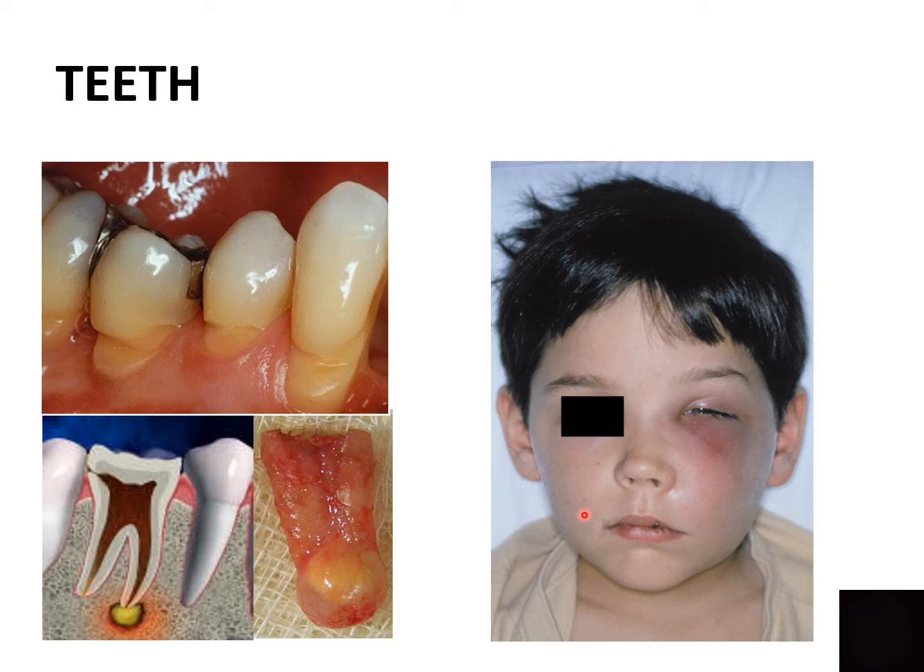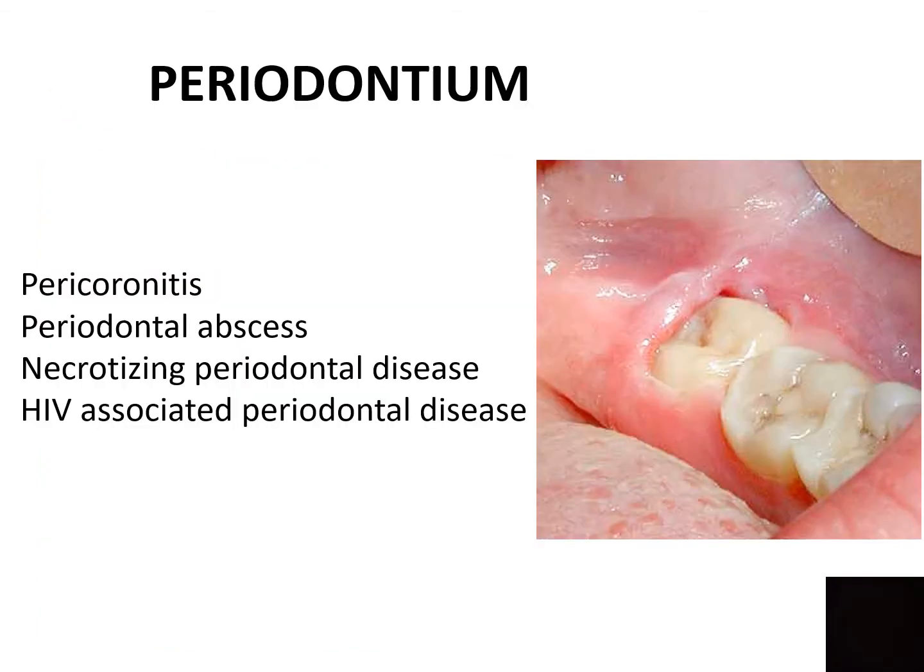Just to remind you that response to pulp sensibility tests is crucial to diagnose pulp disease. So with any form of pulp involvement, you would probably expect a negative response to pulp sensibility tests. And you should be able to either manage all these conditions yourself, or you should be able to refer them appropriately to secondary care. The second commonest source of odontogenic pain is the periodontium.